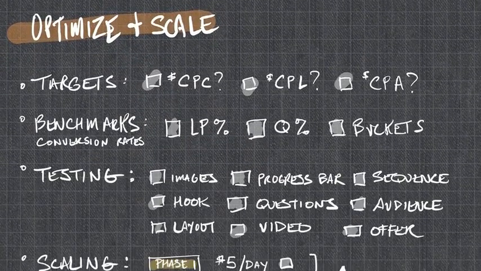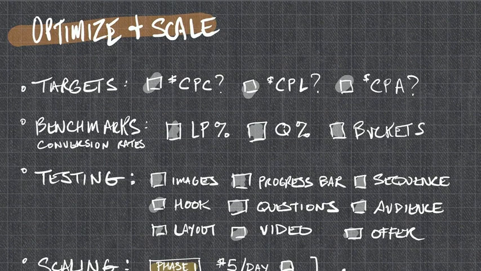Next up is, once you've launched, it's about getting quick wins out of the gate, but then scaling that and optimizing that over time. So we have certain targets that we set, certain metrics that you want to be hitting, like, for example, an optimized cost per click, cost per lead, cost per sale. Based on these targets, we can back into what metrics we want to be hitting on your quiz. Like, for example, your landing page conversion rate, your question completion rate, the buckets conversion rate as well.